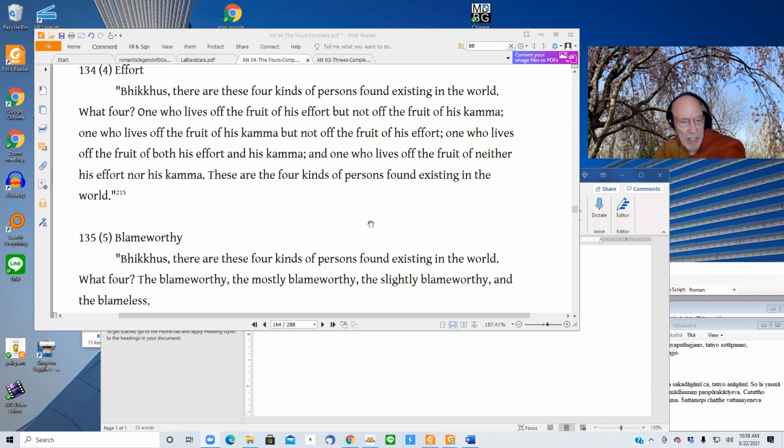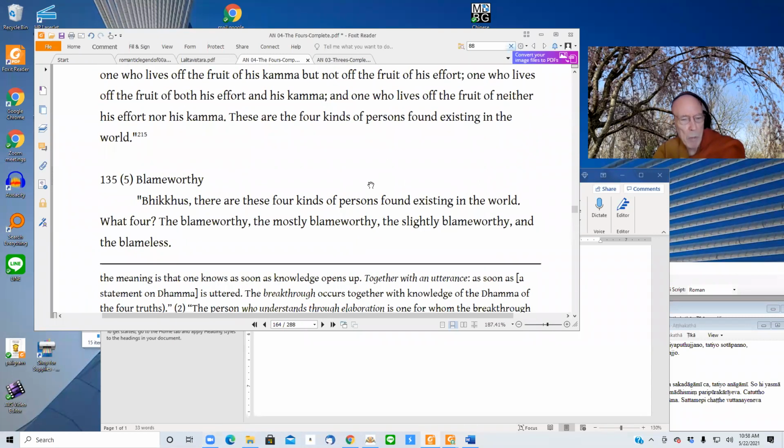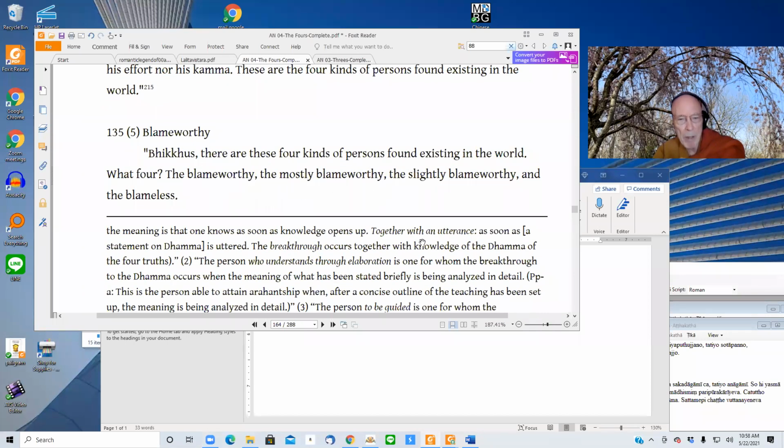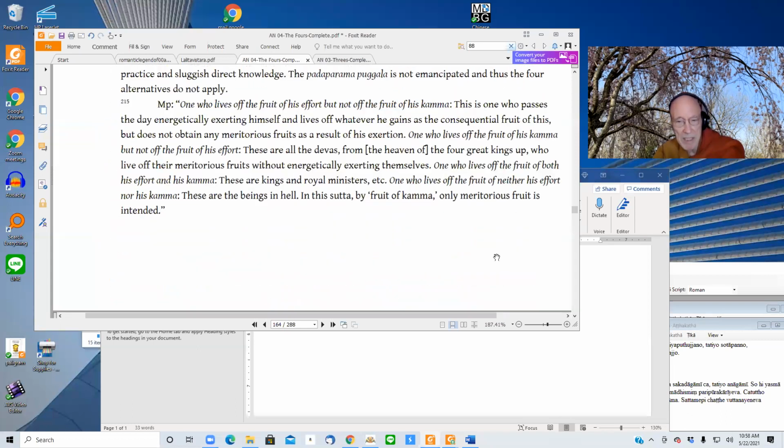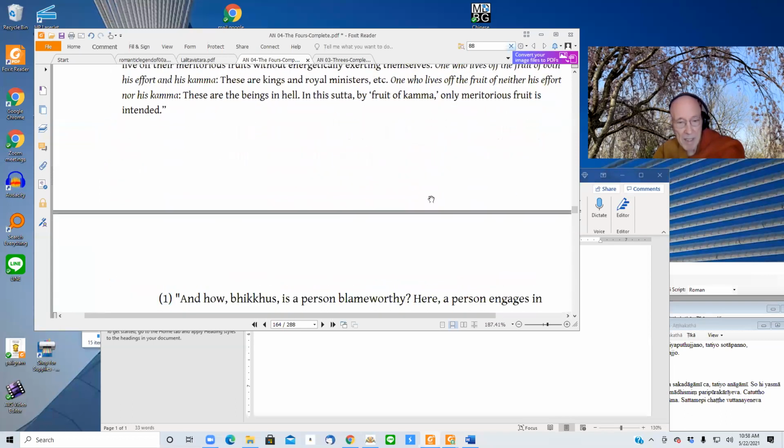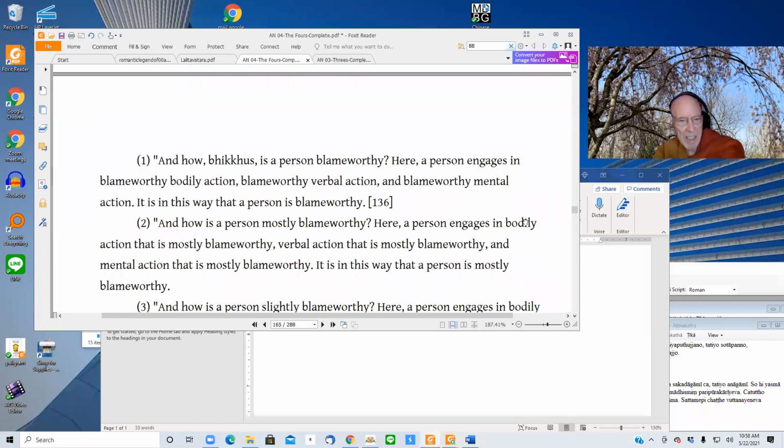Okay, we're going to move on now to look at some of the other suttas. Okay, so now we move on. Sutta 135, we have four kinds of persons: the blameworthy, mostly blameworthy, slightly blameworthy, and the blameless. I think these need little explanation.